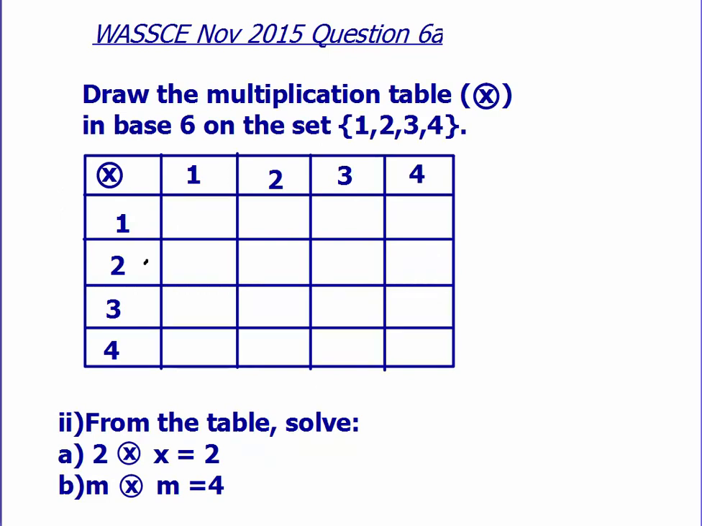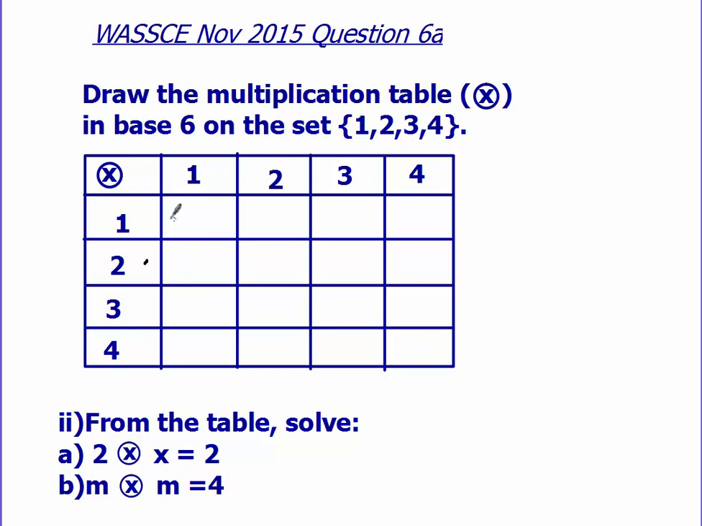Of course, this is draw a multiplication table in base 6 on the set 1, 2, 3, and that is, I've drawn the table already, though this was in the table. In the question you were only given set 1, 2, 3, 4, and therefore you have to draw the table. So for the sake of time, this is how the table is going to be. The sign there is positive sign, all right, and the members of the set are 1 to 4. So you can see 1 to 4 in the horizontal and 1 to 4 in the vertical.